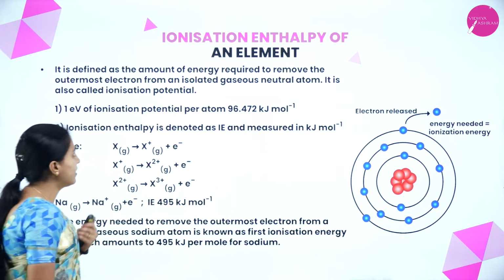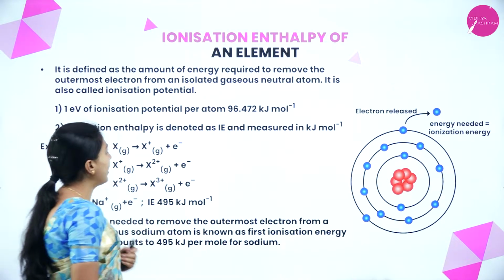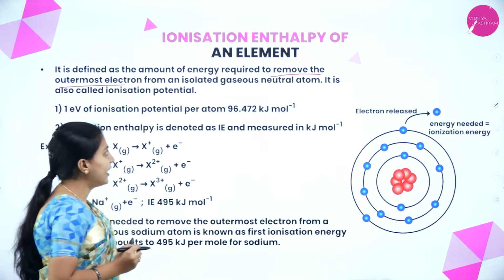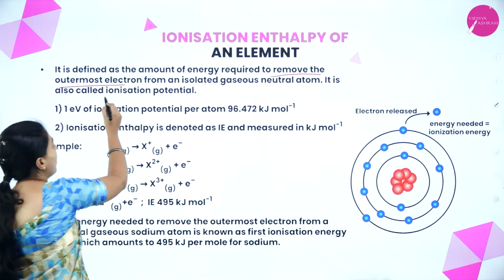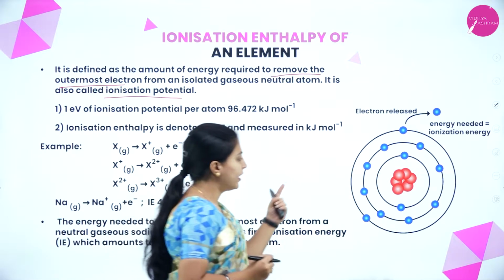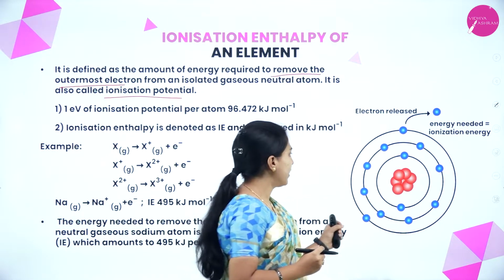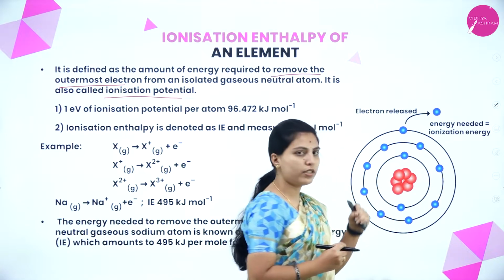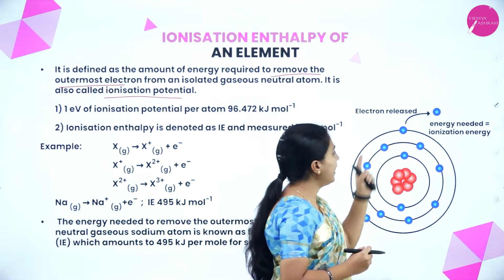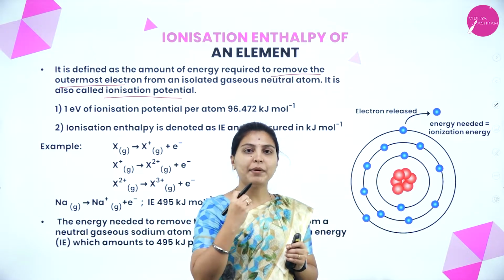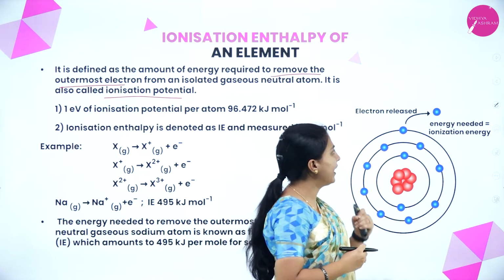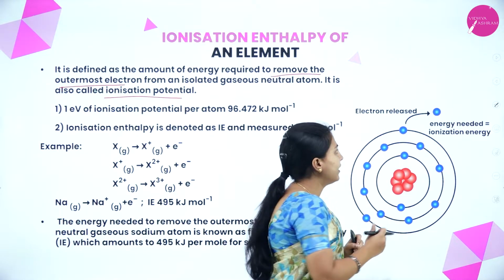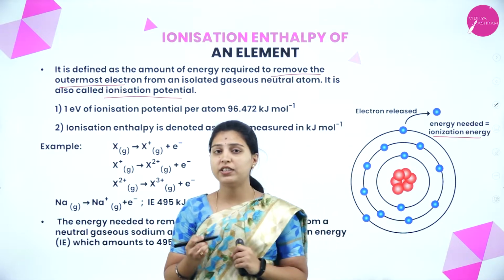So what do we mean by ionization enthalpy? It is defined as the amount of energy required to remove the outermost electron from an isolated gaseous neutral atom. It is also known as ionization potential. See here, a complete atom is represented. This is the nucleus, and the electrons are revolving around it. This is the outermost shell. From the outermost shell, one electron should be removed. For that, some energy is required, so energy will be absorbed to remove this electron. That energy we call ionization energy or ionization potential.